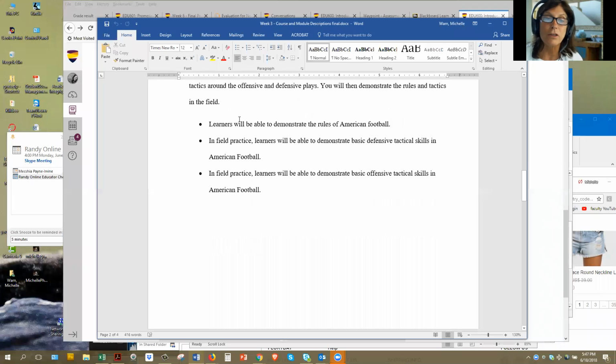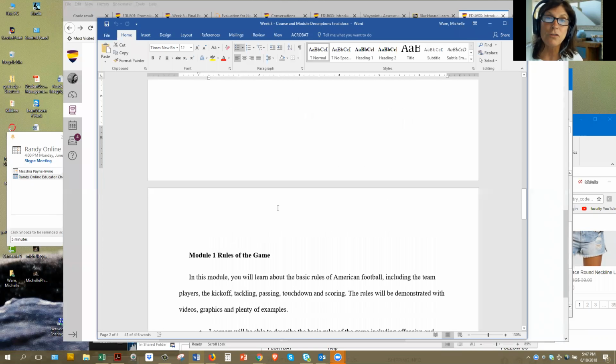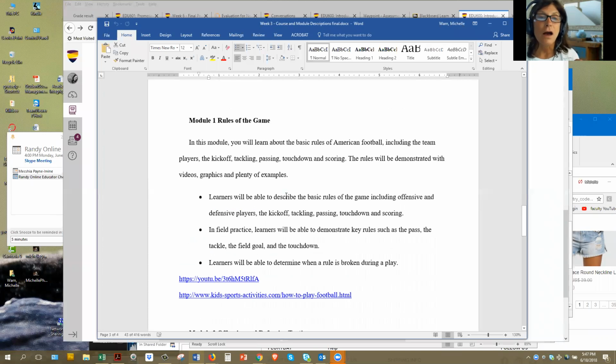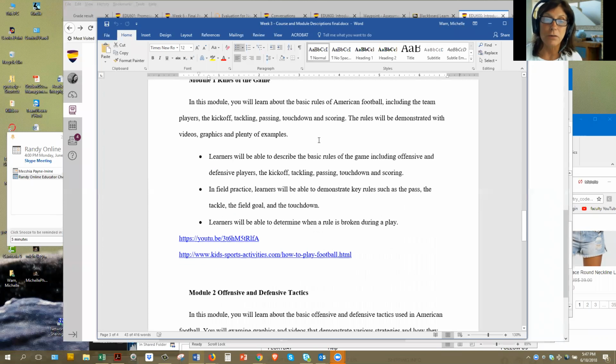These were developed from the modules, so I'm going to jump to the modules first, okay? The first module is rules of the game. Let's go to the module outcomes first. They'll be able to describe the basic rules, including the players, the kickoff, tackling, etc., touchdown. In field practice, they'll be able to demonstrate key rules such as the pass, the tackle, the field goal, and touchdown. So they're going to learn about it, and then they're going to be able to demonstrate it in the field, okay? And then they'll be able to determine when a rule is broken during a play.